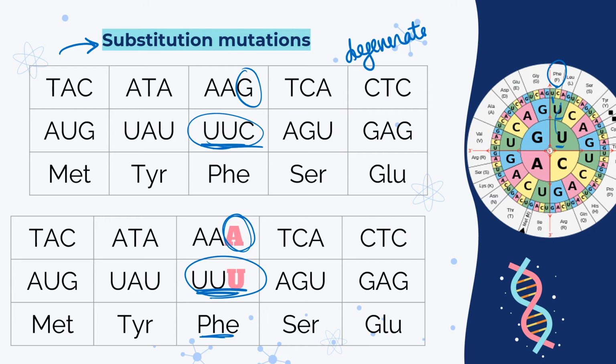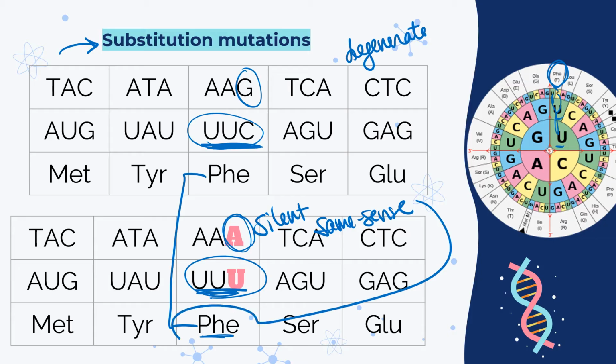So my UUC and my UUU codons both code for phenylalanine. So even though I have a different codon, I have the same amino acid. My protein is going to be exactly the same, even though there was a mutation. We call this type of mutation a silent mutation or a same sense mutation because we have literally the same amino acid being coded for, even though our codon was different. No effect at all on the resulting protein.